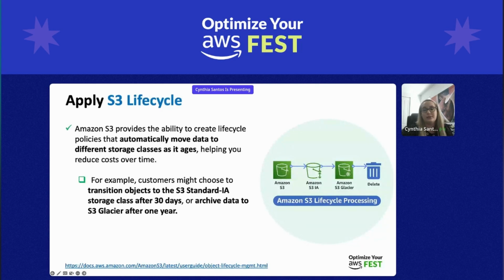But how do you know when it's time? How do you know if you need to transition your data to cheaper storage classes? How do you know if you need to expire your data? So to get metrics and data for these S3 lifecycle rules, you're going to use the metrics provided by Storage Lens.